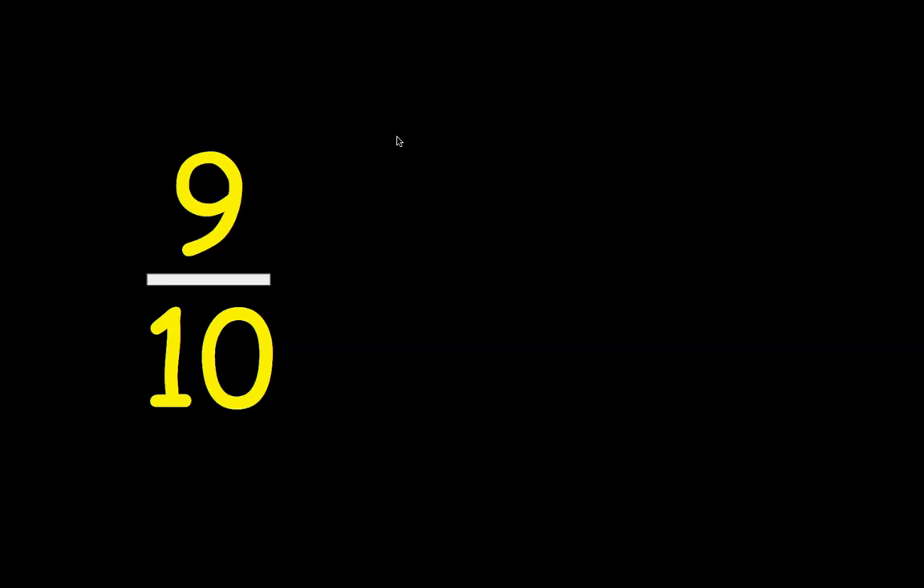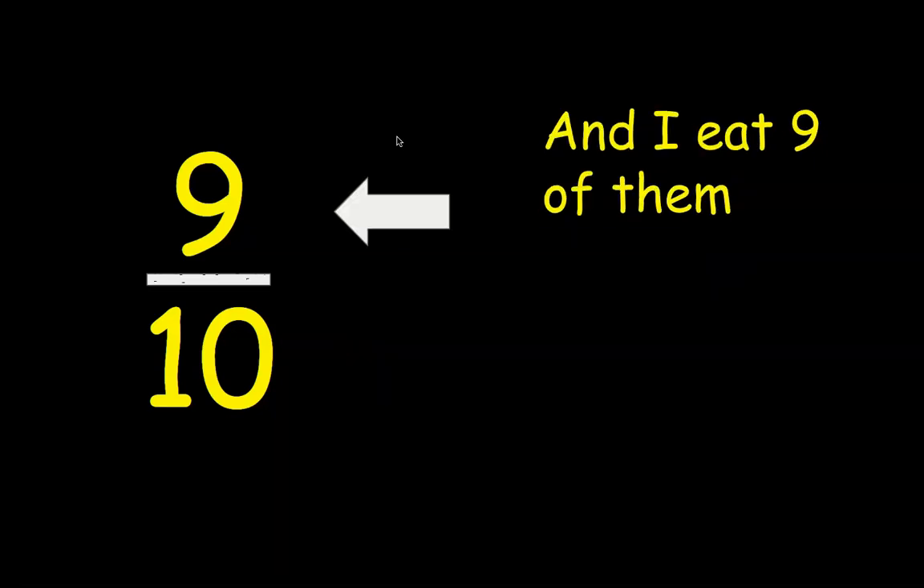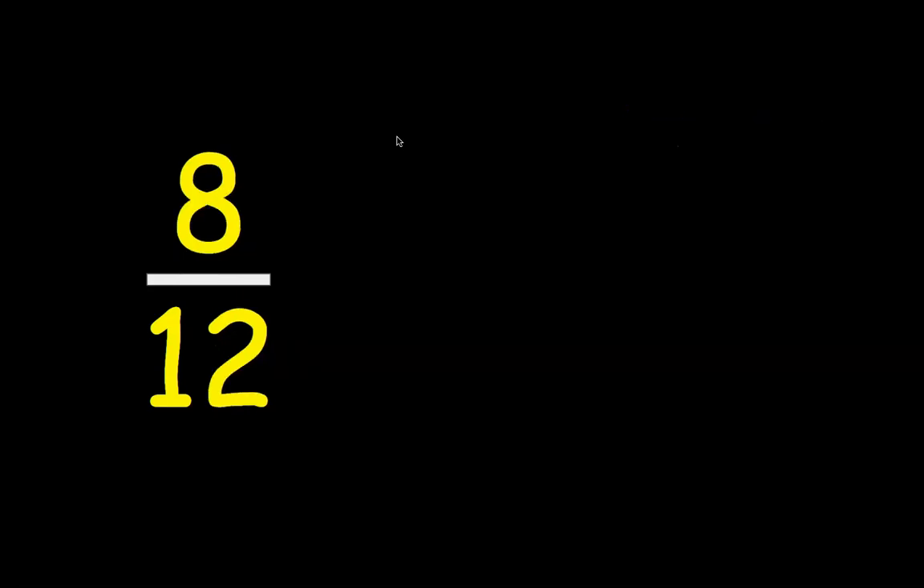Right, pause if you like. Otherwise, let's go. I have a pizza. I cut it into 10 equal pieces and I eat 9 of them. Okay, great. Again, just your experience from eating pizza. If you cut a pizza into 10 equal pieces and you eat 9 of them, you've eaten almost the whole pizza. You've got 1 slice left. And that slice is 1/10. Right, pause if you need to, otherwise we'll carry on.